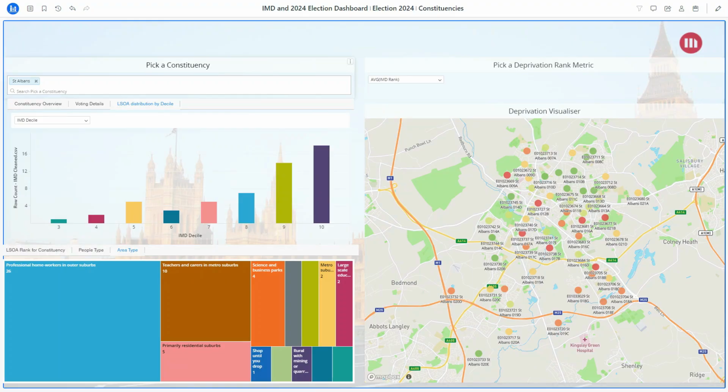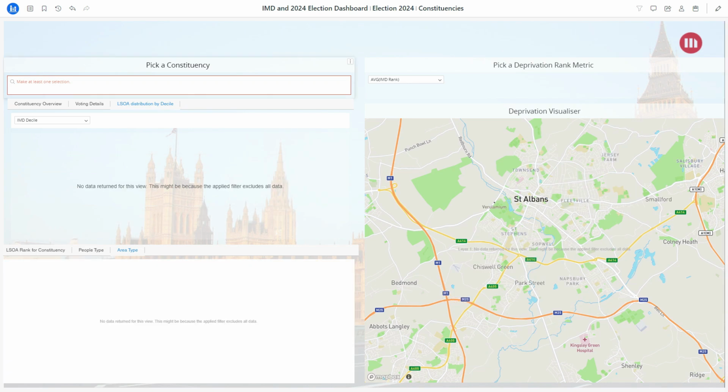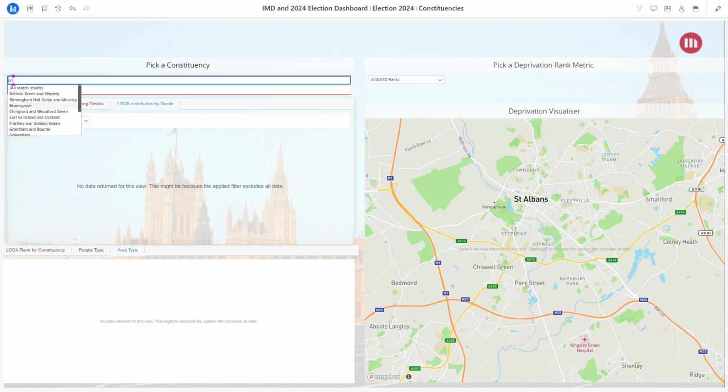Well, that painted quite a rosy picture, didn't it? But is that the case all over the country? I think not. We're going to have a look at an area now that has significant challenges. So, goodbye, St. Albans. Let's now go and have a look at a town on the North Sea called Grimsby.